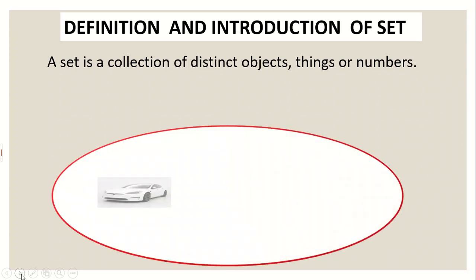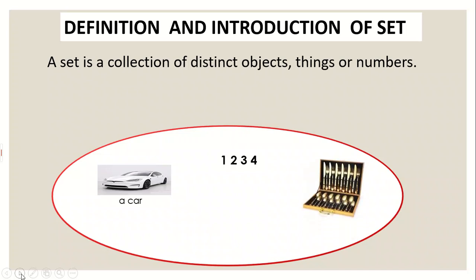For example, a car can form a set. That's a single set. Numbers can form sets. We have cutlery, your spoon, your fork, and all that. They can form a set. A set of books can also form a set.